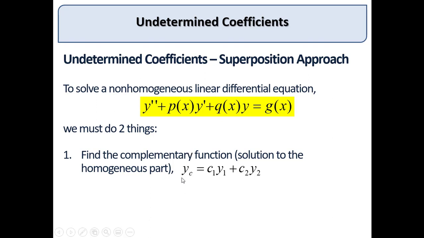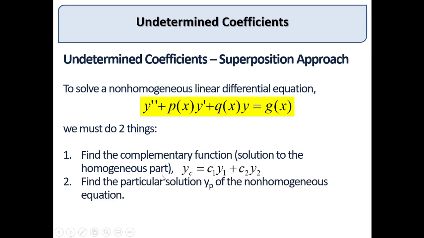For homogeneous equations, the complementary function will be giving us c1y1 plus c2y2. This is denoted as yc. And then the second part that we need to solve is the particular solution, which is related to the non-homogeneous equation. We will walk you through how we are going to utilize the superposition approach to solve the undetermined coefficients.